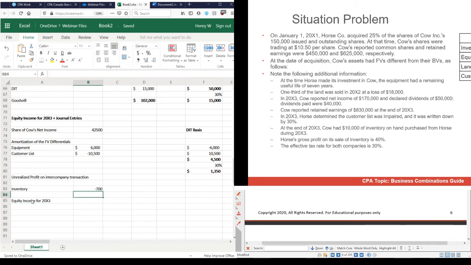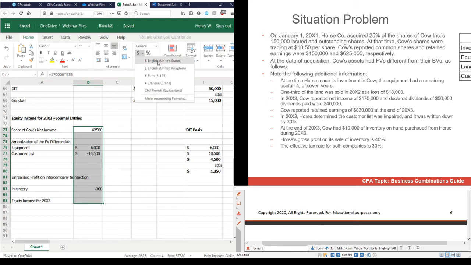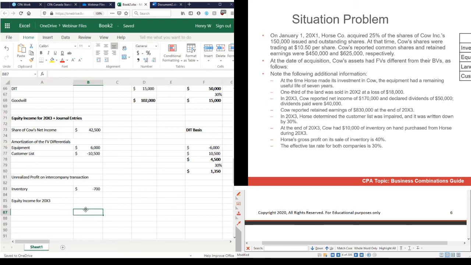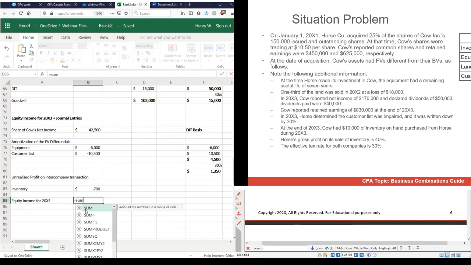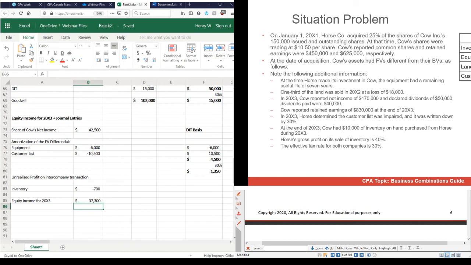Gotta subtract this because we're eliminating it. Customer list, got this. Let me just format it so it's a little bit nicer. Oh, I forgot the tax. Sorry, guys.